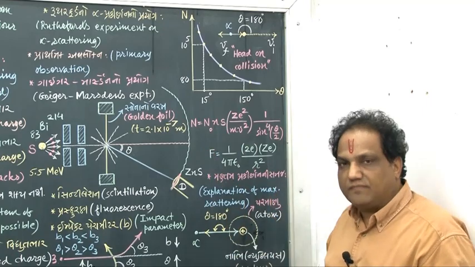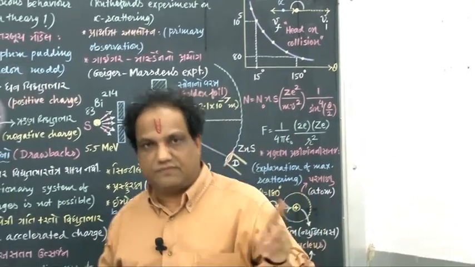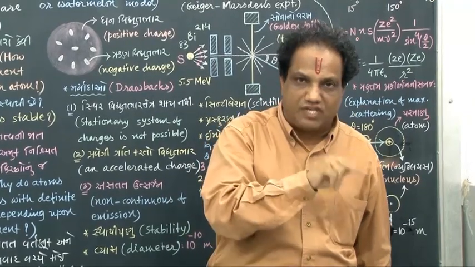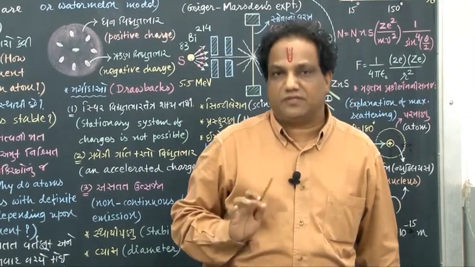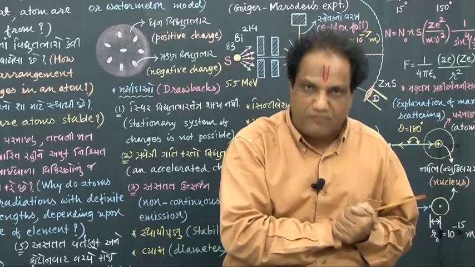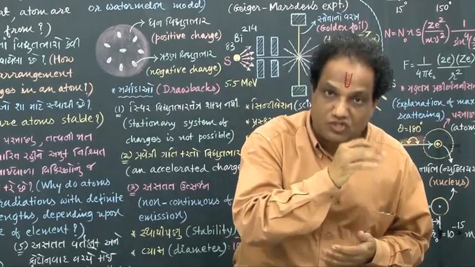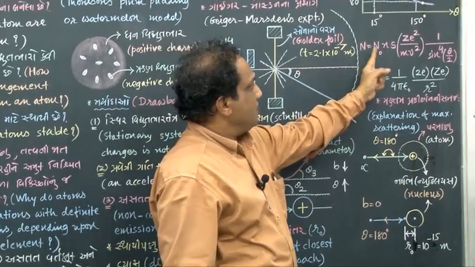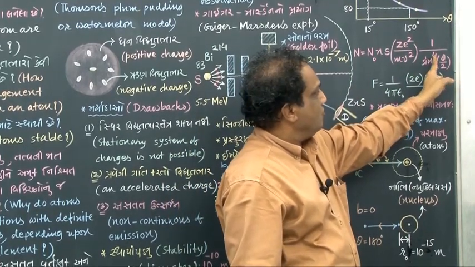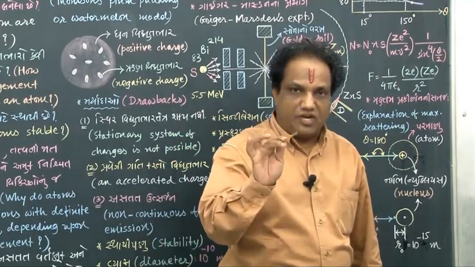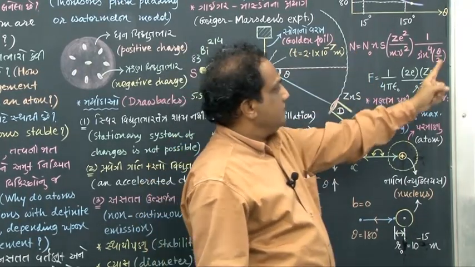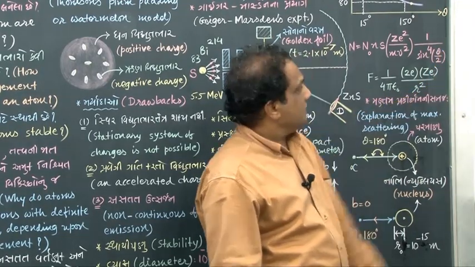That formula is this: N equals N0 n s multiplied by Z squared upon m b squared into 1 upon sine of theta by 2 whole raised to 4. I repeat. Capital N equals capital N0 into small n into small s into Z squared upon m b squared into 1 upon sine of theta by 2 whole raised to 4. Just give me the interpretation of each symbol. Come on. This is the number of alpha particles getting scattered in a direction having angle of scattering theta.